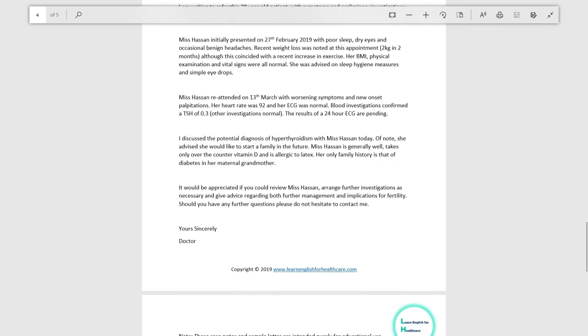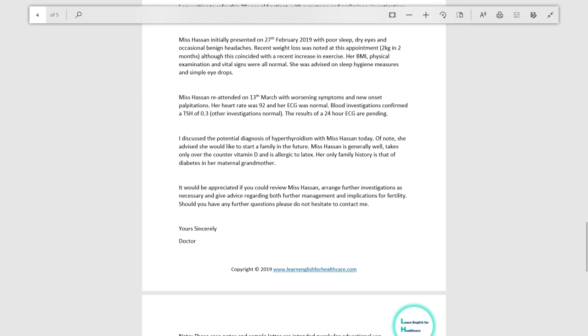I then move on to the background. I discuss the potential diagnosis of hyperthyroidism with Ms. Hassan today. Of note, she advised she would like to start a family in the future. Ms. Hassan is generally well, takes only over-the-counter vitamin D, and is allergic to latex. Her only family history is that of diabetes in her maternal grandmother. Some of these aspects could be described as part of the timeline and not of background. However, I feel that her wanting to start a family is relevant social history, and I feel that the fact I have discussed a potential diagnosis of hyperthyroidism with the patient is relevant for the recipient to know and doesn't particularly fit in either timeline or background. So for the sake of paragraph length, I have put it in here.